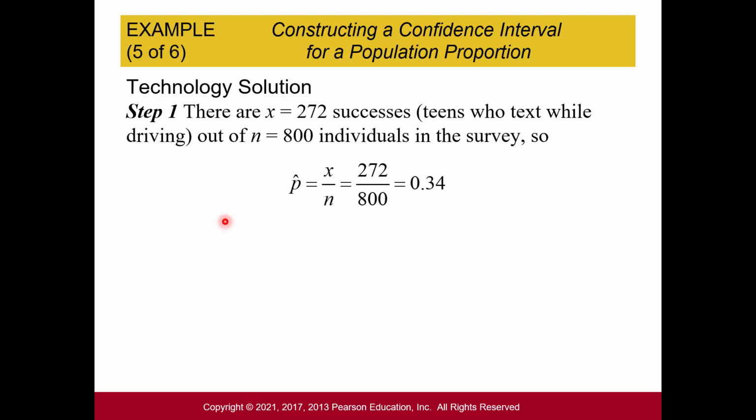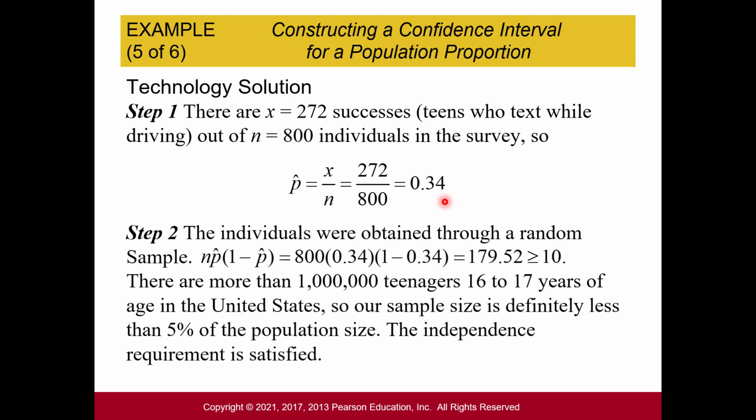So now let's do the same thing, but we're going to use some technology. So X is still the number of successes, 272, and n is still 800. So p hat is 0.34. Okay, we still check for independence and that our sample is random. And so now let's go ahead and go over to StatCrunch and compute.